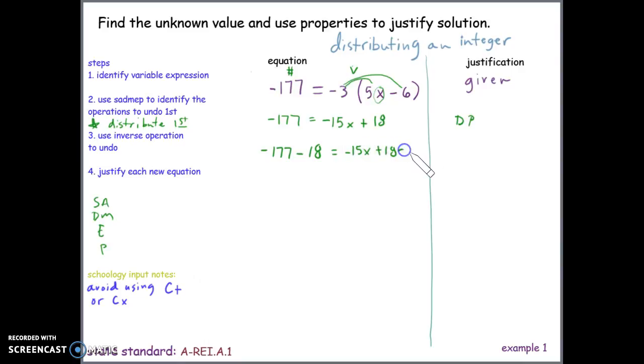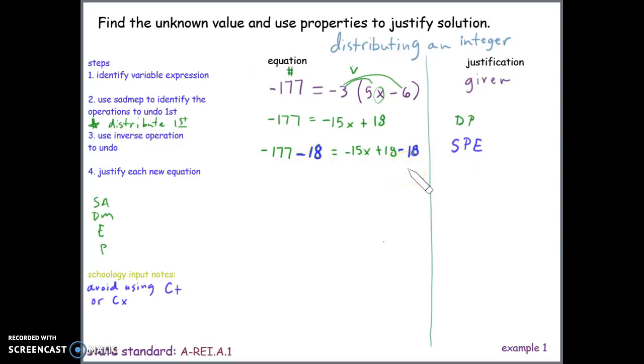And we're subtracting 18 to the right side. Why can we subtract this number to both sides, or what allows us to rewrite the equation like this? The subtraction property of equality. We can subtract any number to both sides.